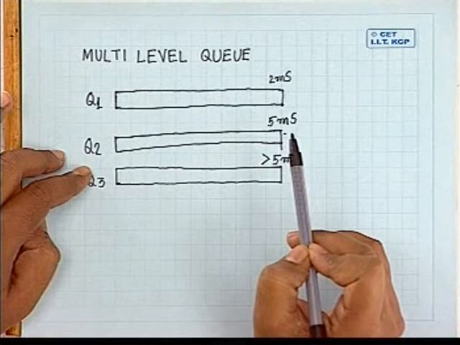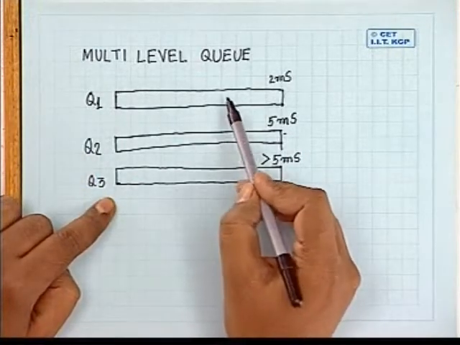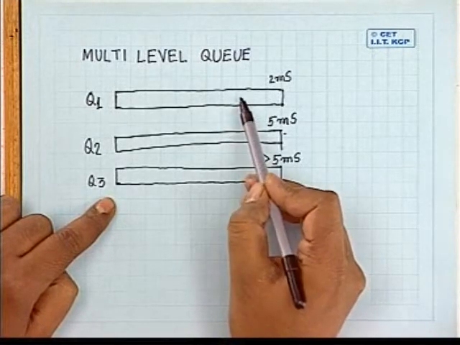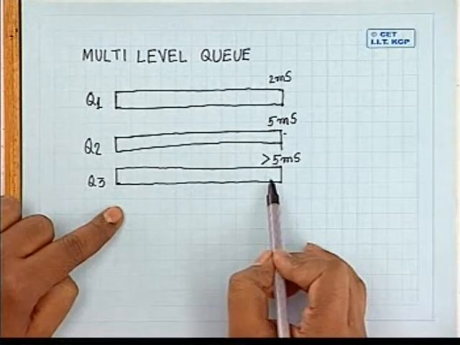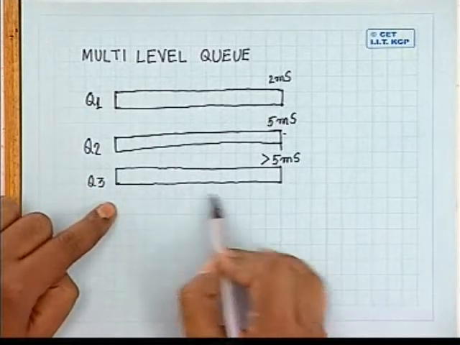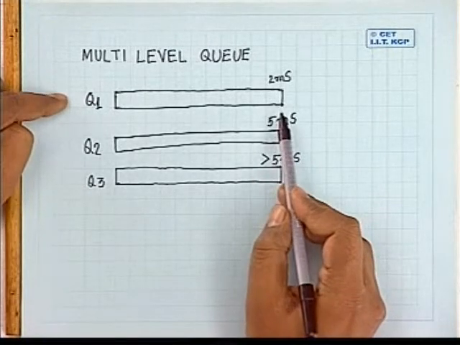Similarly, when I come to queue number 3, I will ensure that the jobs in queue number 1 and queue number 2 are complete, that means both are empty. Only in that case I'll take up a job from queue number 3 for execution. So the jobs in queue number 3 have the least priority, and jobs in queue number 1 have the highest priority.